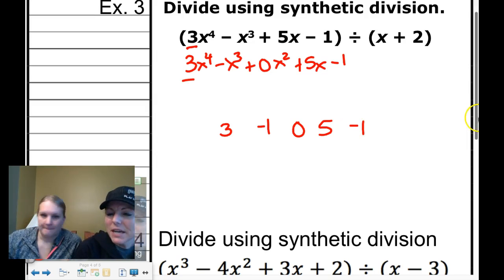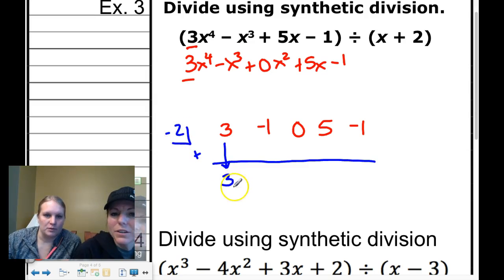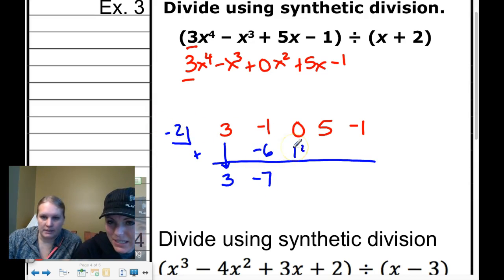Now we have the upside down division sign, and what goes in there is the opposite. Negative 2. Now let's write a plus sign and the line. And step number 1, bring down the 3. All right. So now negative 2 times 3 is a negative 6. Now we add. Negative 7. Now we multiply. Negative 7 times negative 2 is a positive 14.